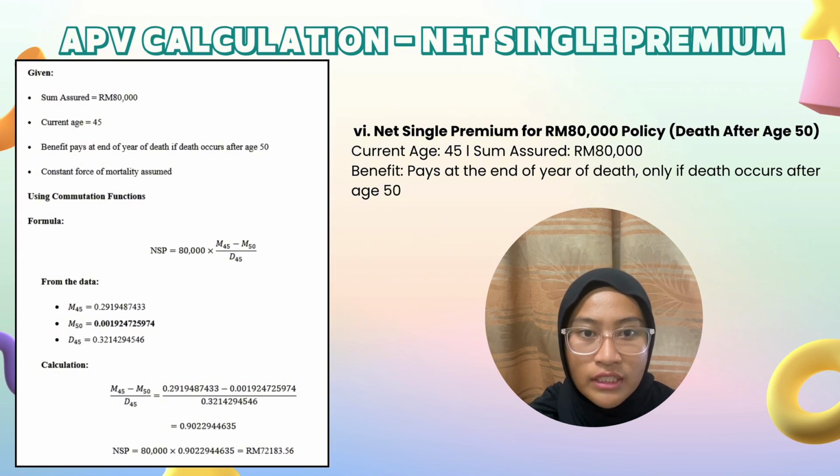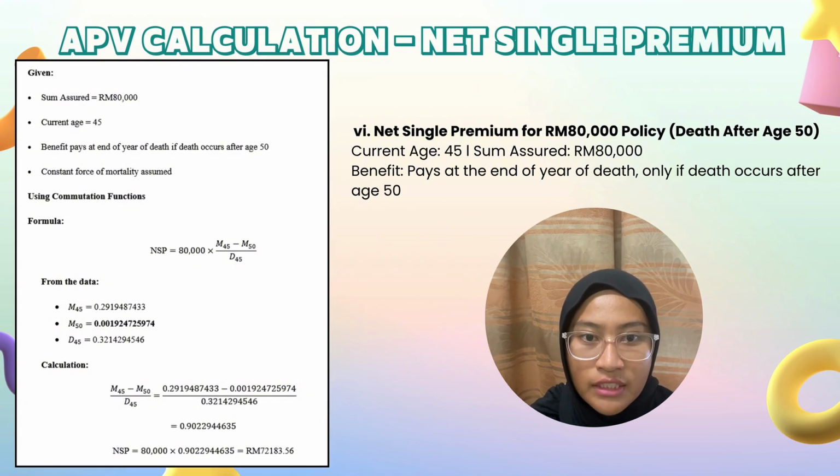Multiplying by RM80,000 gives us RM72,183 and 15 cents. This is extremely high because the probability of the policyholder dying after age 50 is very low. In fact, most of the risk-adjusted population has already died by age 50, so the insurance company needs to charge a high premium to compensate for the mortality risk.